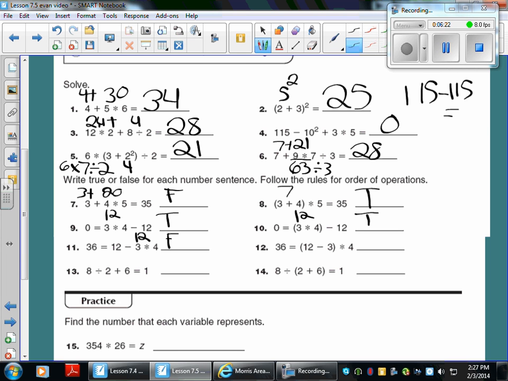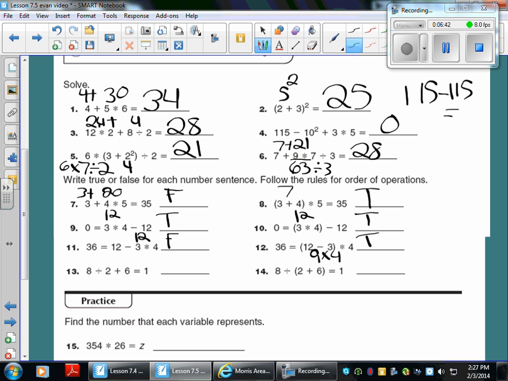Let's take a look at number 12. Parentheses comes first. 12 minus 3 is 9. 9 times 4 equals 36, which they have. 12 is true. Let's look at the last two problems here, 13 and 14.